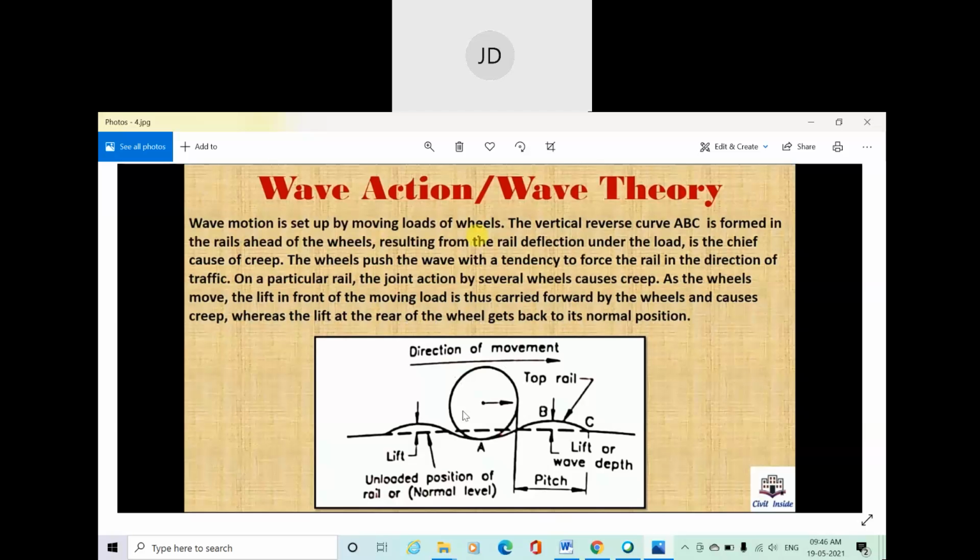I think this was already discussed with you: if you look closely when a train moves along a railway track, you can observe the rail part moving in an upward and downward direction. Because of this wave action, it tends to move the rail in the forward direction. So you can say this is a prime cause of creep. This is all about wave action of creep.